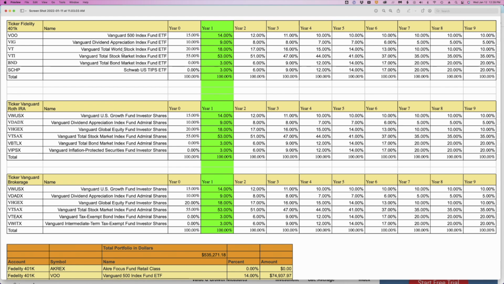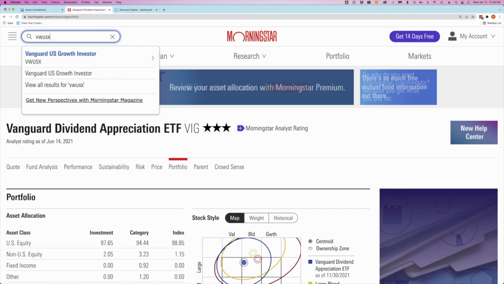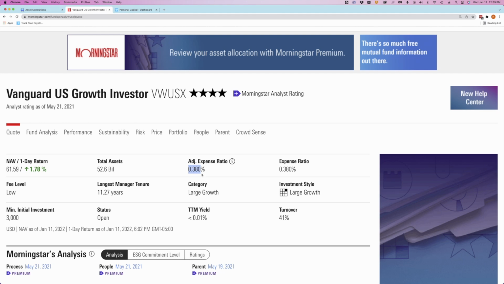Let me give you a different example. I want to move down here to a different fund. And we're going to look at, if I can find it now, here we go. Oh, it's up here too. This Vanguard US Growth. So remember, the dividend appreciation fund is sort of a value fund, leans towards value. But let's look at VWUSX. Now, the first thing always is our expenses. This one's a little expensive. This is a Vanguard fund, but it's still 38 basis points. Again, we're going to come back to that and why. But let's look at the portfolio.